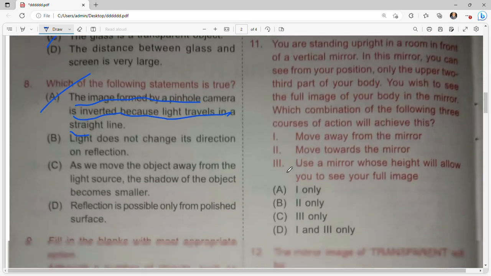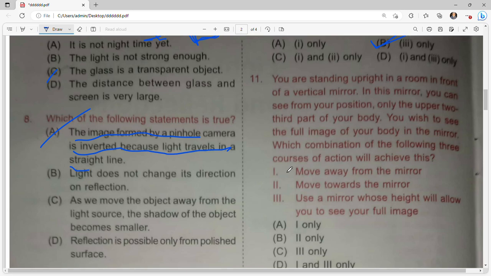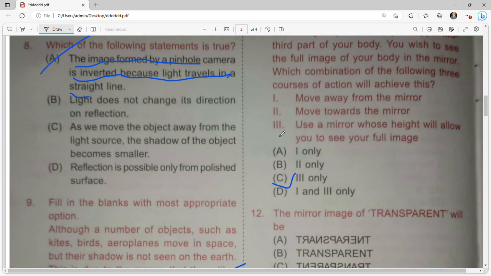Next question, question number 11 is, you are standing upright in a room in front of a vertical mirror. In this mirror, you can see from your position only the upper two-third part of your body. You wish to see the full image of your body in the mirror. Which combination of the following three courses of action will achieve this? Move away from the mirror, move towards the mirror, use a mirror whose height will allow you to see your full image. So the correct answer for question number 11 is option C, which is third only.